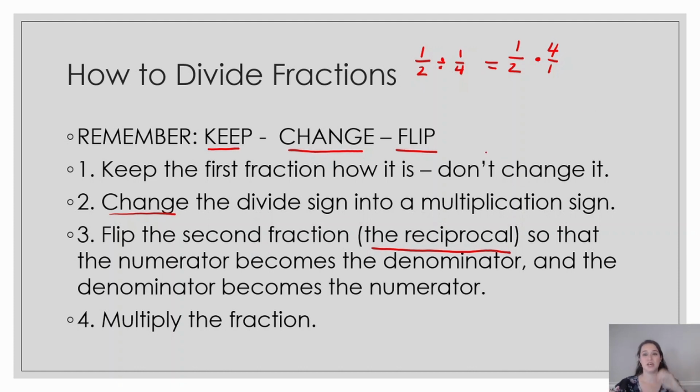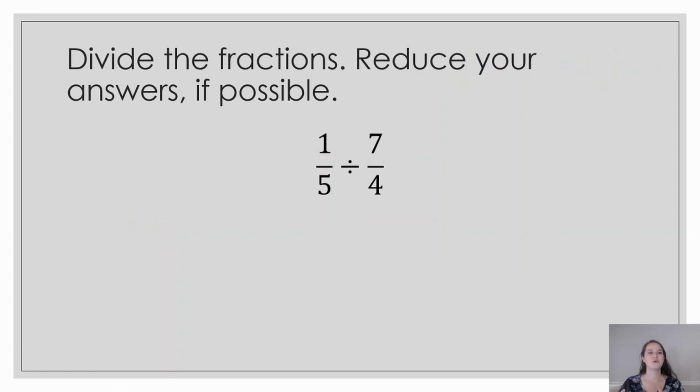And now once I've done keep, change, and flip, then I just multiply the fraction like normal. So that is why I need to be able to multiply fractions before I can divide. So I do 4 times 1, 4. And then 2 times 1 is 2. So 4/2 is really just 2/1, 2. So that's what happens to my fraction there. So think, keep, change, flip. There's a couple other sayings, so you might know another one. Feel free to share. So we have dividing fractions. Reduce the answer if possible.